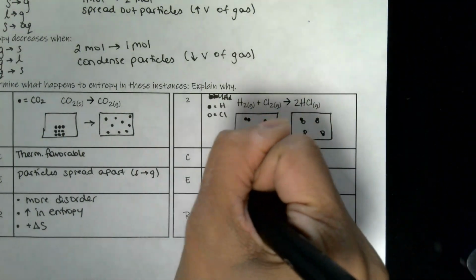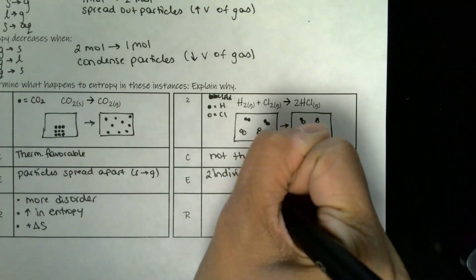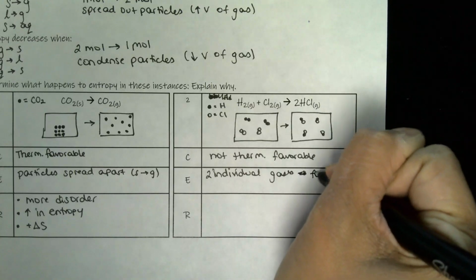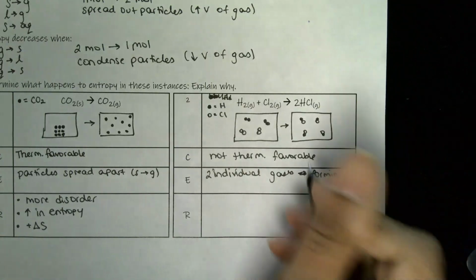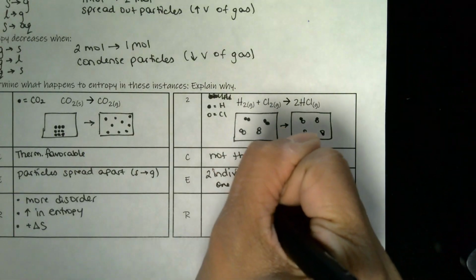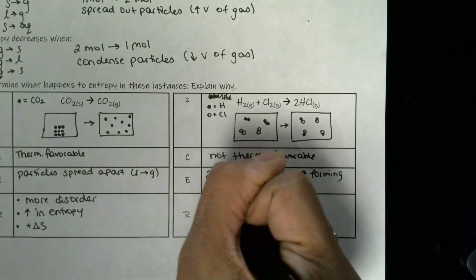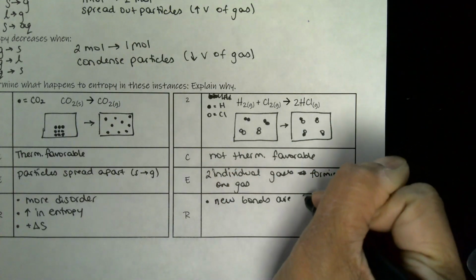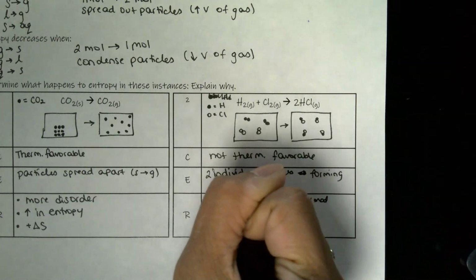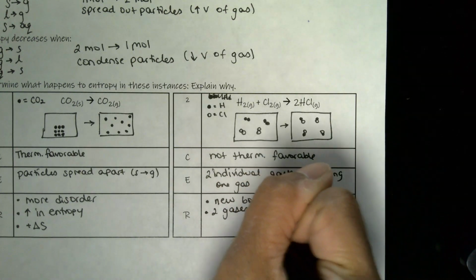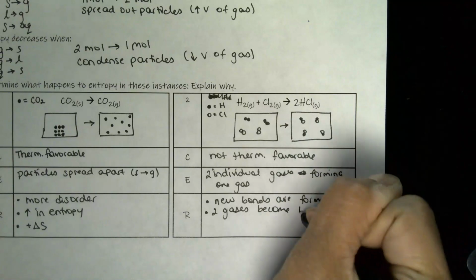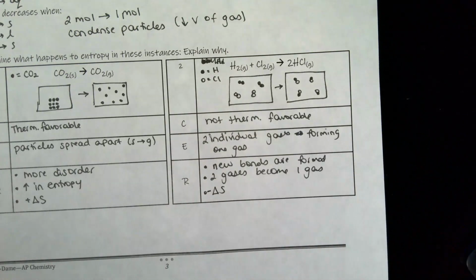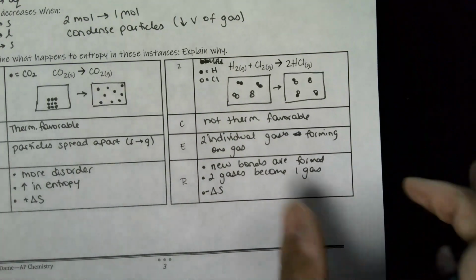So again, we have 2 individual gases forming, you just write down, forming one gas. So we can say new bonds are formed. Two gases become one gas. And our delta S is negative. So that's not thermodynamically favorable.